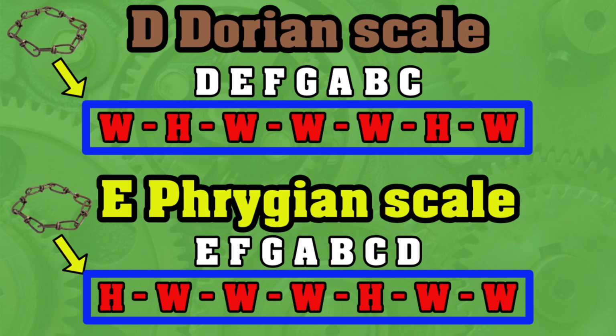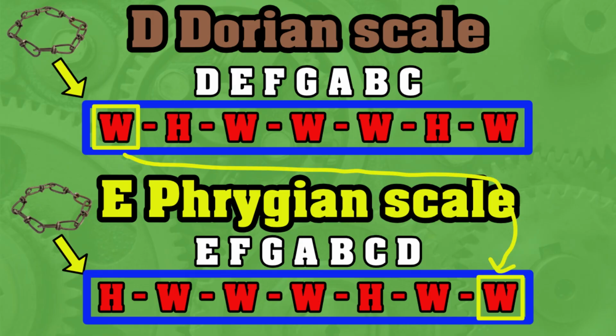Now we're just starting on the note E, running through the same 7 notes, and the interval chain remains unbroken. We just took that W from the beginning of the Dorian scale and plopped it on the very end, but the chain is still unbroken. We just defined a different 1. That's all we did, a different starting point.